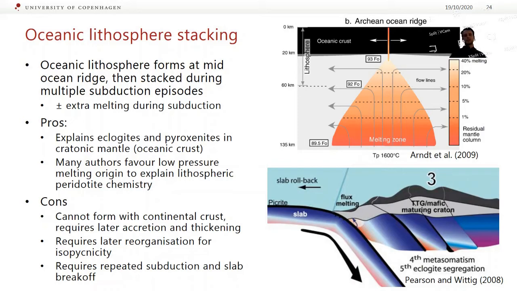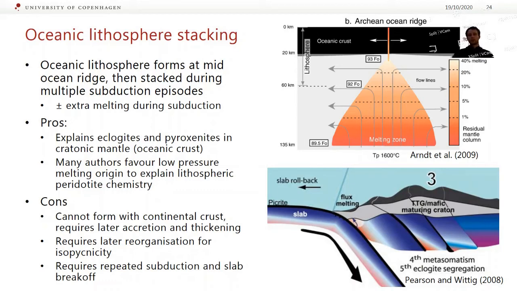So in the top right, you can see a diagram of mid-ocean ridge. This one's actually for an Archean ocean ridge, just to kind of illustrate that if mantle temperatures were hotter in the Archean, then potentially we'd have a thicker melting zone, so thicker depleted lithosphere, but also you'd then generate more magma, so you'd have a thicker oceanic crust on top as well.